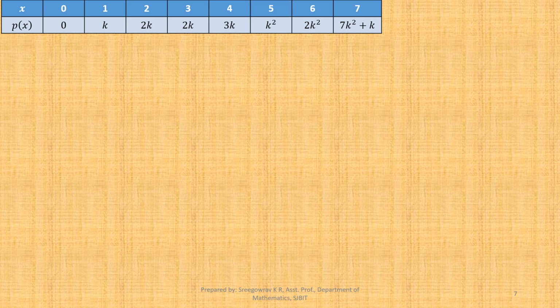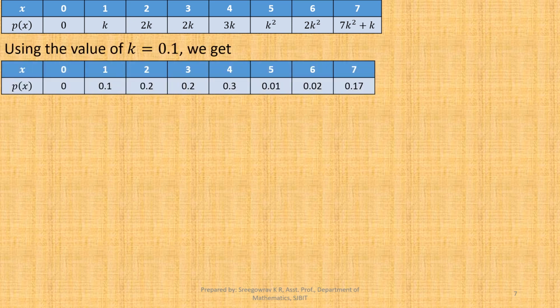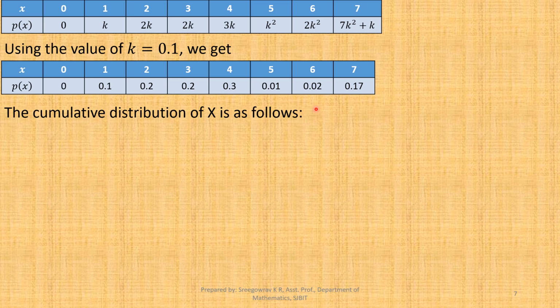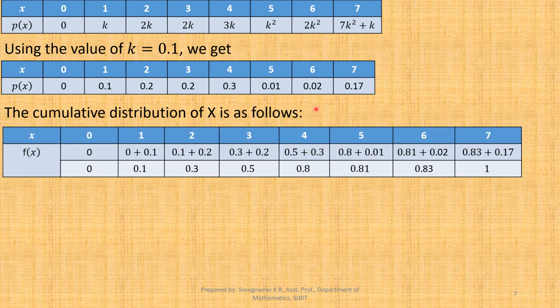Now we are going to find the cumulative distribution table. Before that, in the given table, I will substitute the value of k is equal to 0.1. So I will get this particular table. I am just using the value of k over here. Now the cumulative distribution of x follows like this, which is denoted by f of x. The first value, whatever it is, write as it is.